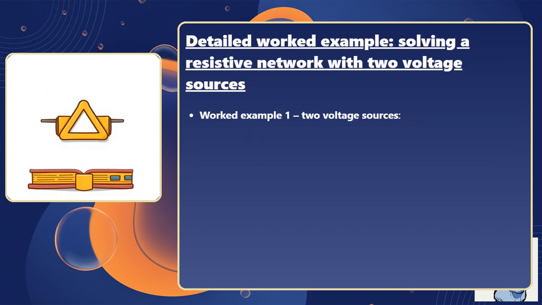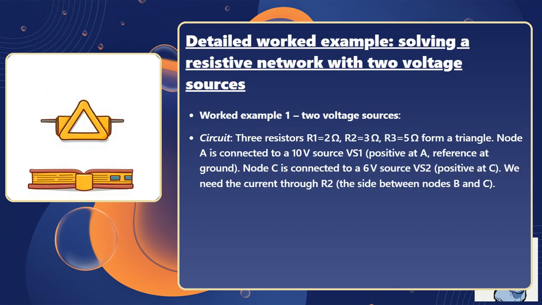Worked example 1, 2 voltage sources. Circuit, 3 resistors R1 equals 2 ohms, R2 equals 3 ohms, R3 equals 5 ohms form a triangle. Node A is connected to a 10-volt source VS1, positive at A, reference at ground. Node C is connected to a 6-volt source VS2, positive at C. We need the current through R2, the side between nodes B and C.